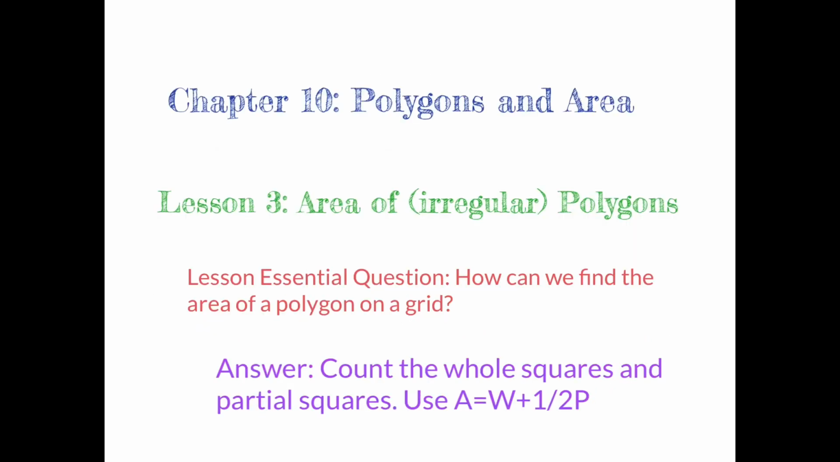So when we are calculating the area of irregular polygons, please understand that the ultimate goal is to add all the separate little pieces together. But when we are using a grid, you just count the whole squares and the partial squares using this formula, adding the wholes and just estimating with half of the partials.